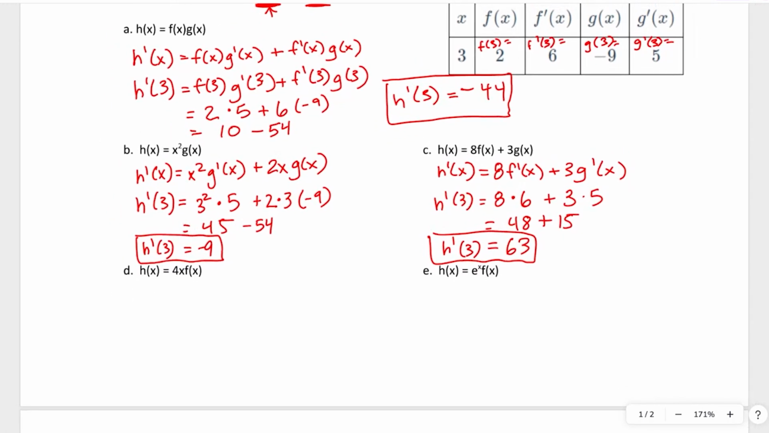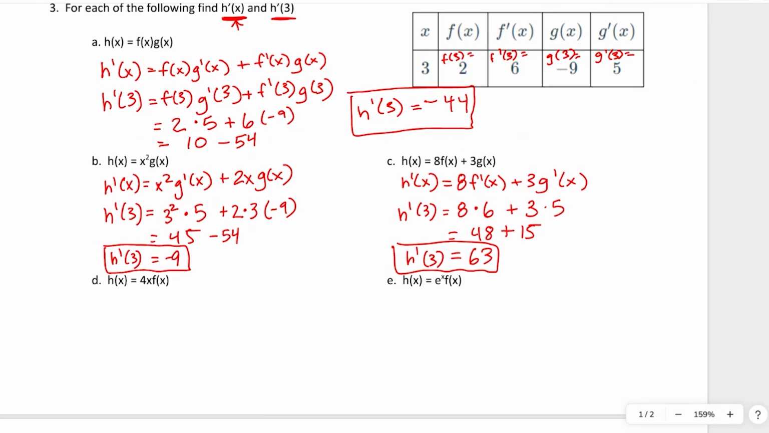All right, letter D. We're still working with h of x, though. So the derivative will be the first function, so 4x, times the derivative of the second, plus the derivative of the first, which would just be 4. Derivative of 4x is 4, and the slope of 4x is 4, times the second function.